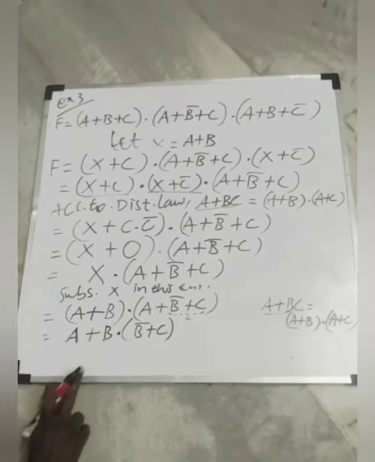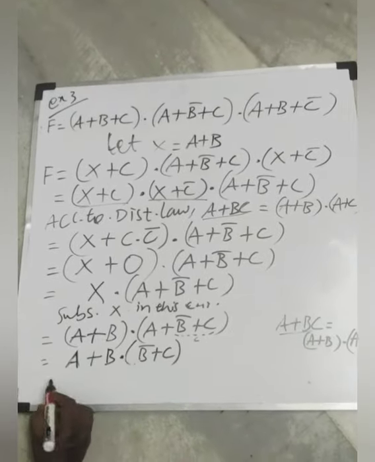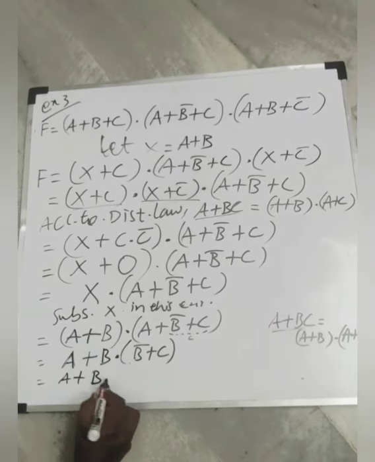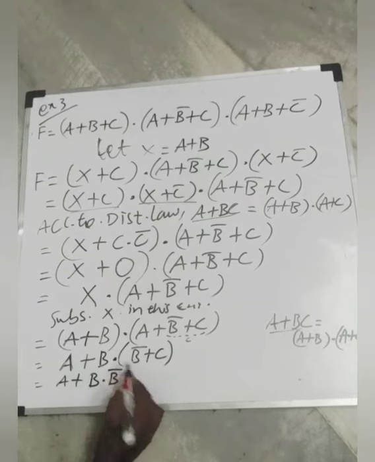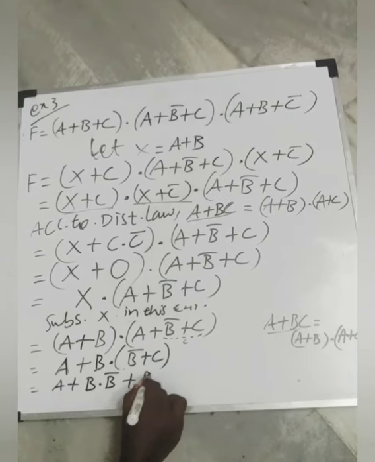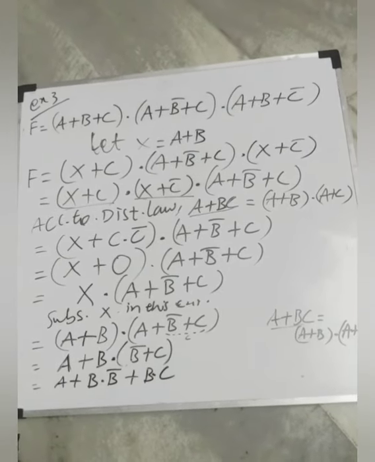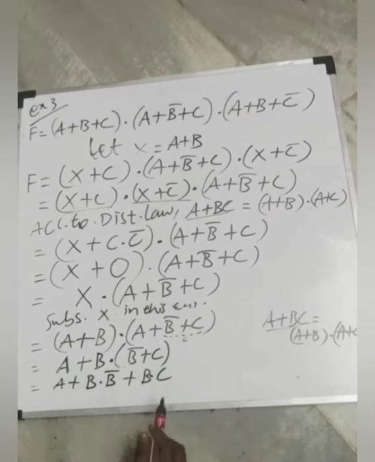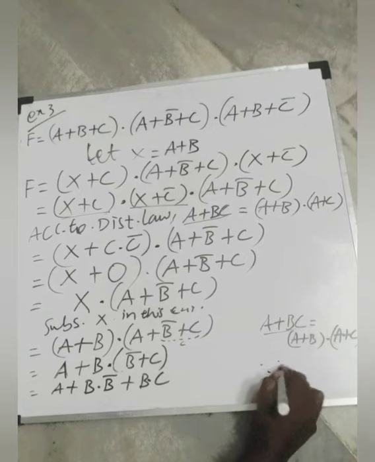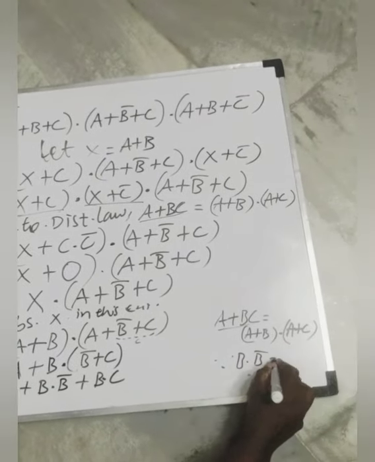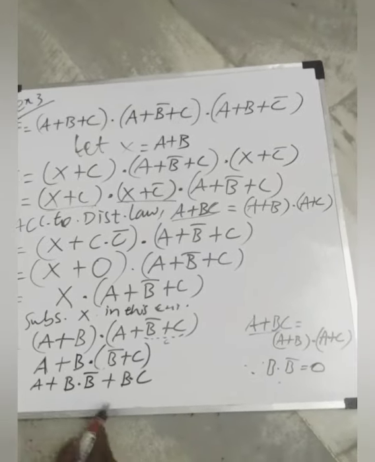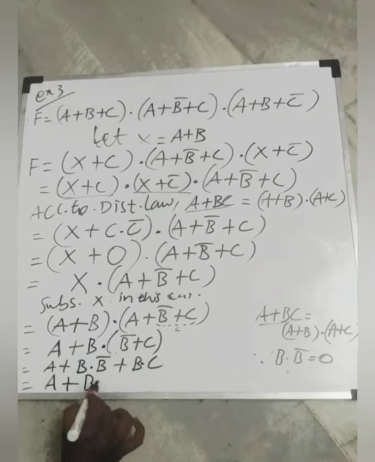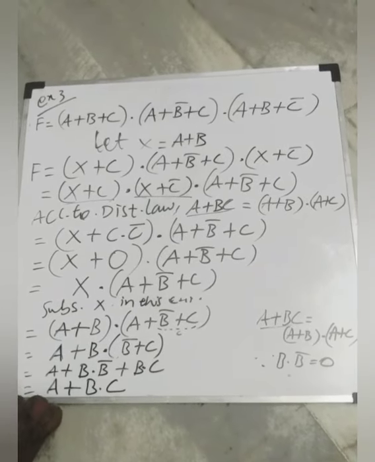So then multiply this b term inside this bracket: a + b·b̄ + b·c. And you know b·b̄ gives 0 only. That is, b·b̄ is equal to 0, and your final answer is a + b·c.